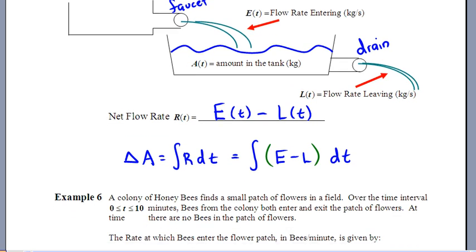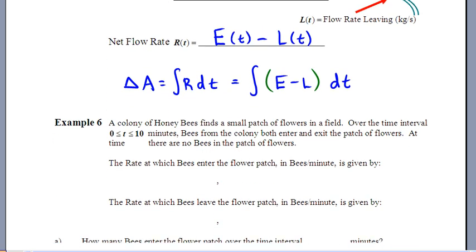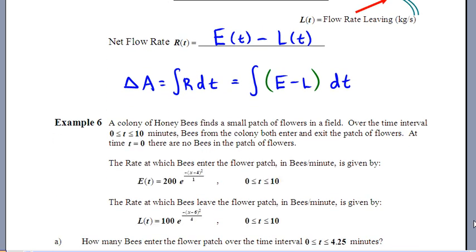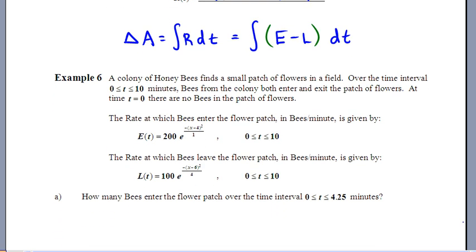So here's a little story. It's not about bathtubs, it's about bees. It says a colony of honeybees finds a small patch of flowers in a field. Over the time interval from 0 to 10 minutes, bees from the colony both enter and exit the patch of flowers. And at time t equals 0, we're going to say that there are no bees in the patch of flowers.